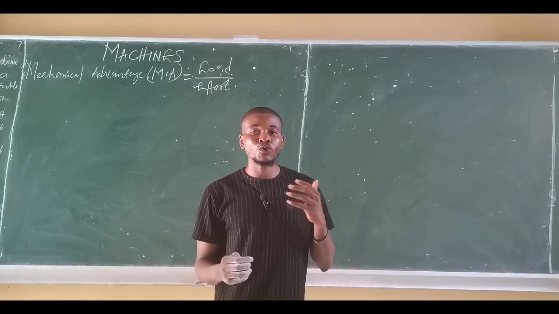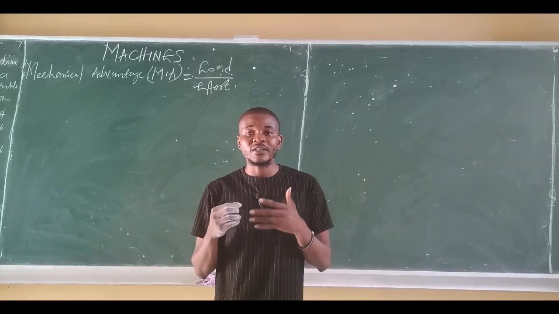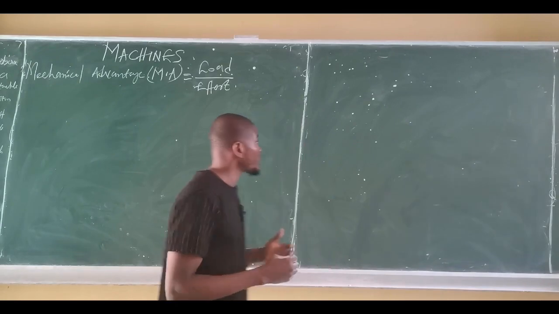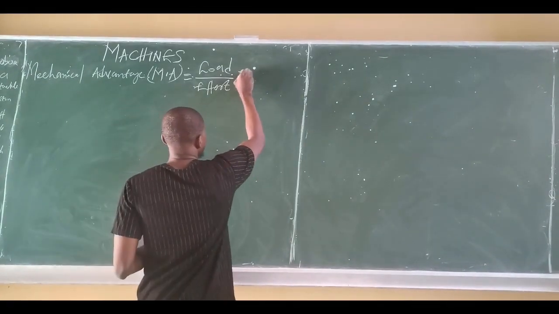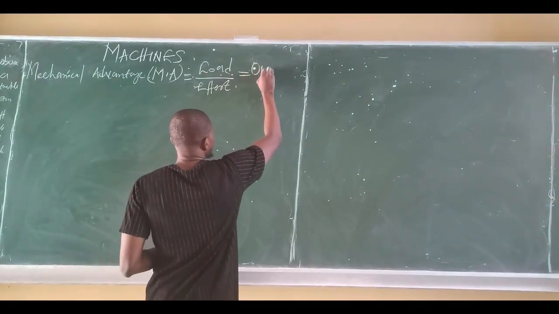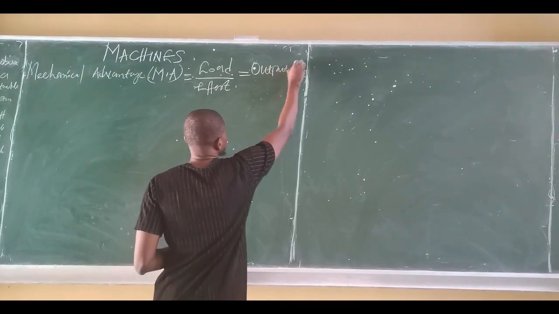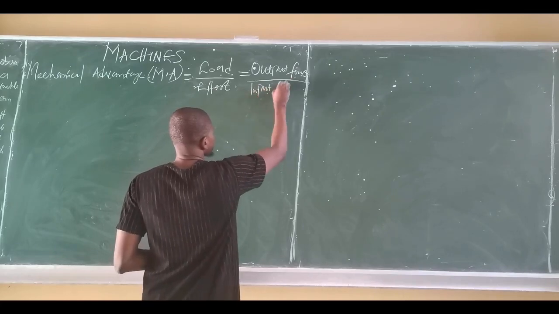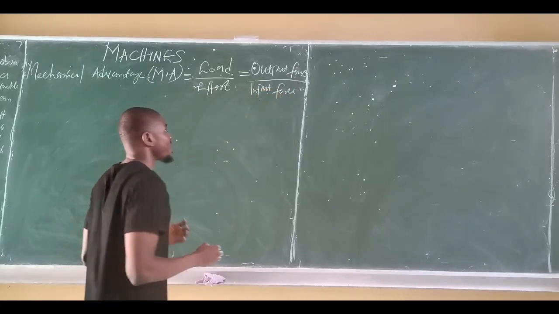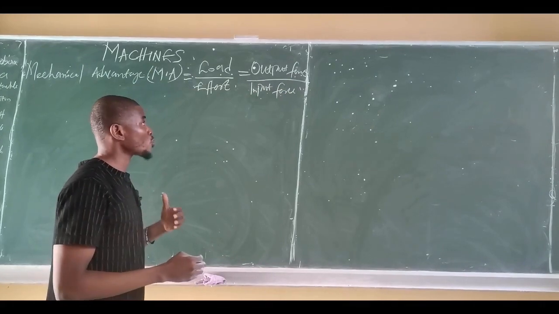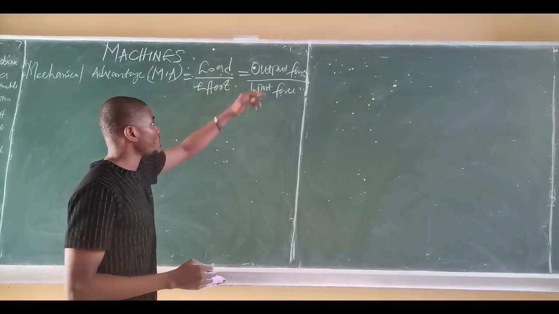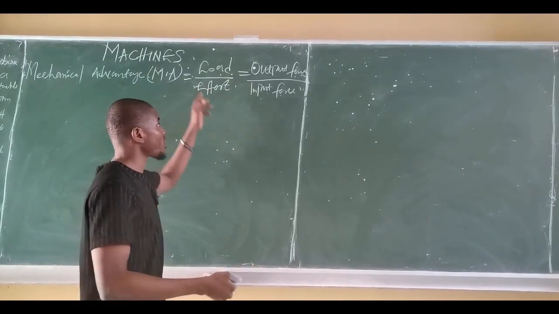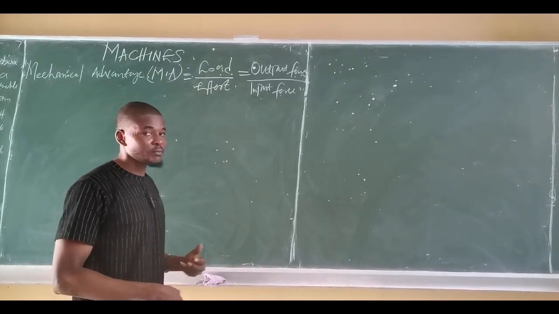So mechanical advantage can also be defined as the force overcome by a machine to the force input into the machine. It can also be defined as the output force, because the load is the output force, over the input force. The load is the force overcome by the machine, so it is called the output force, whereas the effort is the force you apply on the machine to overcome the load, so it is called the input force.